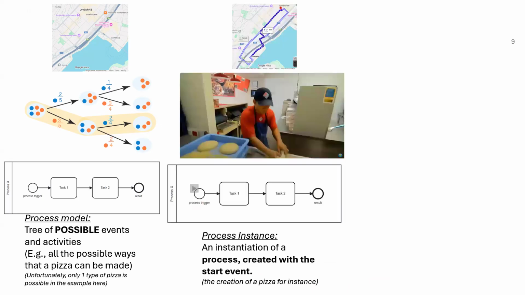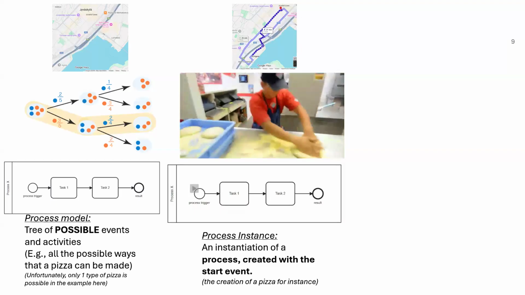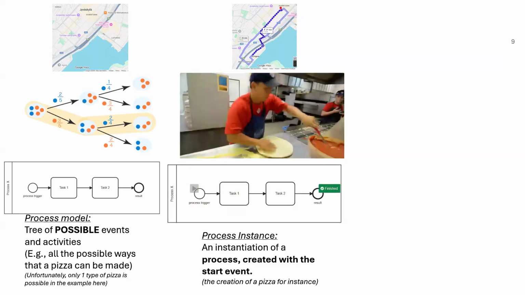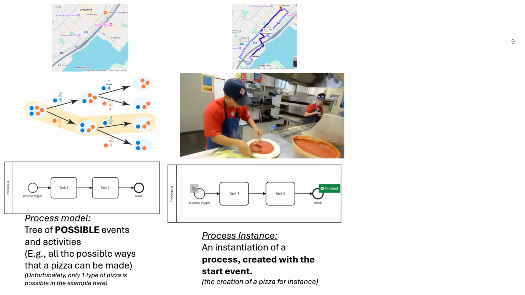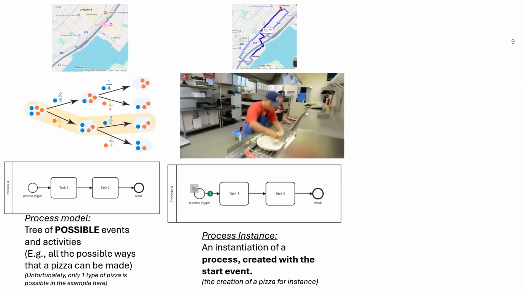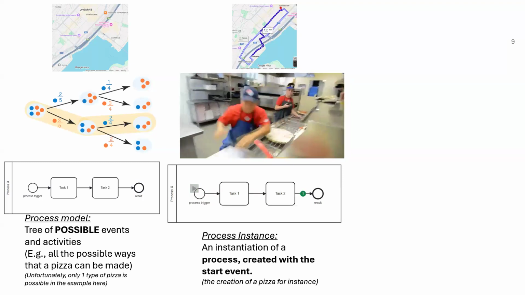So again, here you have a process model, and it's a tree of possible events and activities. So all the possible ways that you can make a pizza. So that's a process model. Then you have a process instance. In a process instance, imagine it's almost as if the person, and you see the person here, is making a very specific, concrete pizza. And that's the first token going, right? So it's almost like a video or a dynamic state of events.